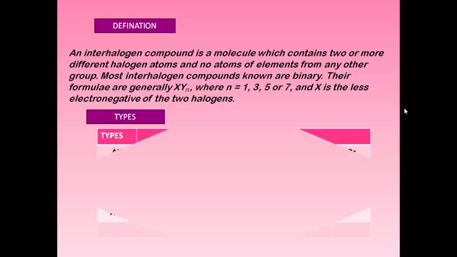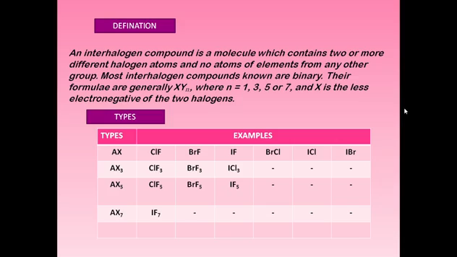Okay. So next, types. These are the different types of interhalogen compounds. First type is AX, in which X is the more electronegative atom. So here fluorine. It is combined with the element A. Fluorine can combine with which elements? The less electronegative ones: chlorine, bromine, and iodine.